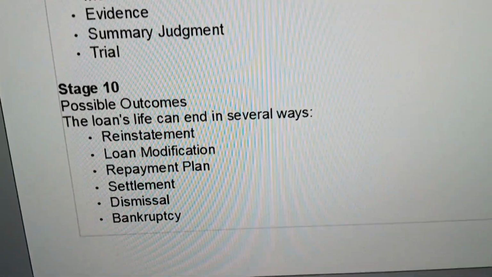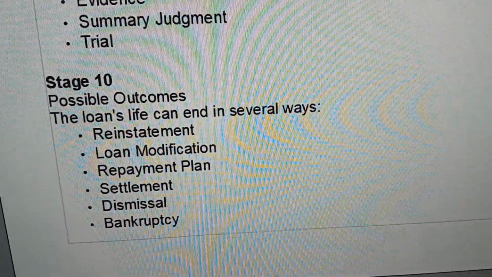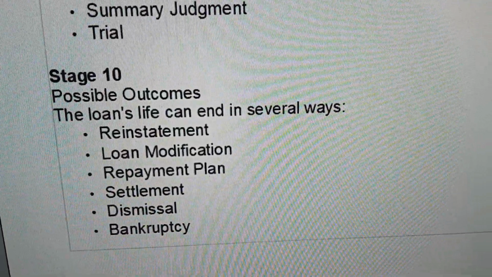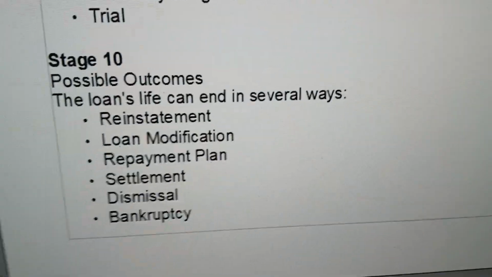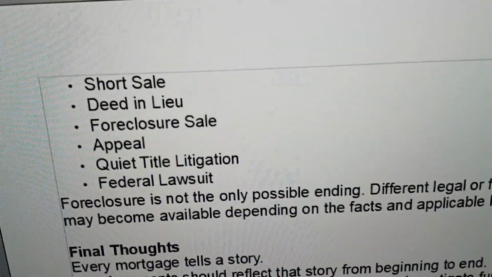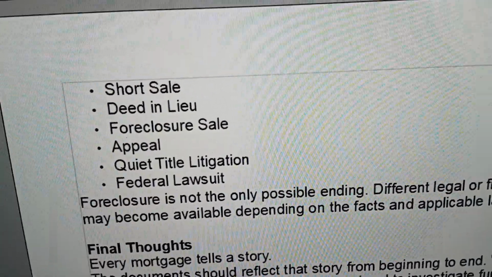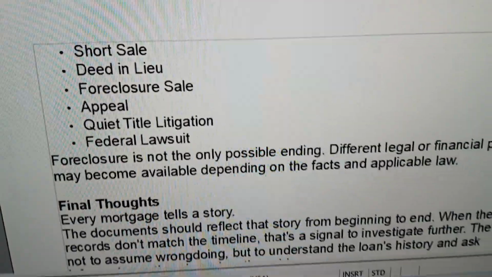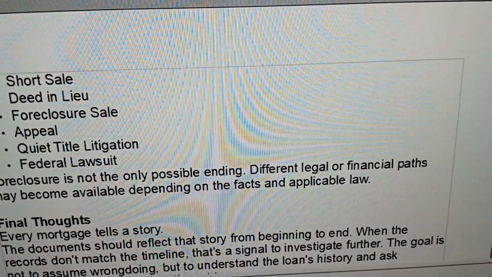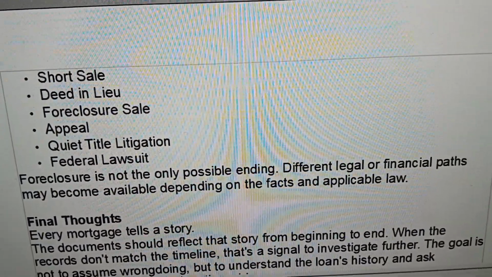Stage 10, possible outcomes. The loan's life cycle can end in several ways. Reinstatement of the loan, loan modification, repayment plan, settlement, dismissal, or even bankruptcy. Also, it could be short sale, deed in lieu, foreclosure sale, appeal, quiet title litigation, or federal lawsuit. Foreclosure is not the only possible ending. Different legal or financial paths may become available depending on the facts and applicable law.